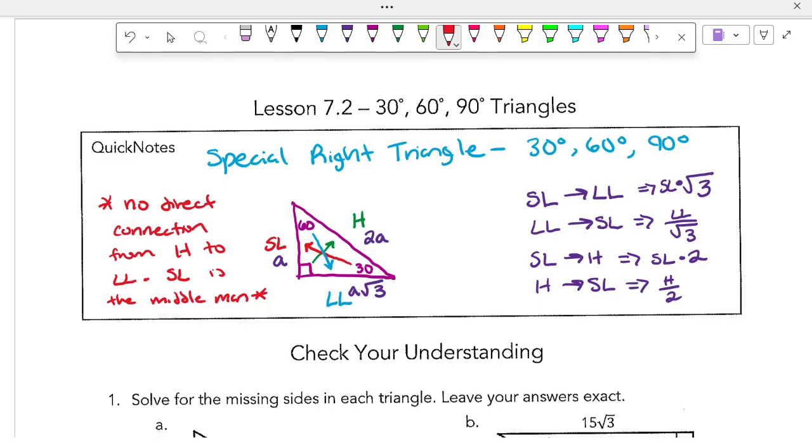So I would write that down just so you know there's no direct path from the long leg to the hypotenuse and vice versa. So you can really only go in this direction or this direction. All right, any questions on the rules?